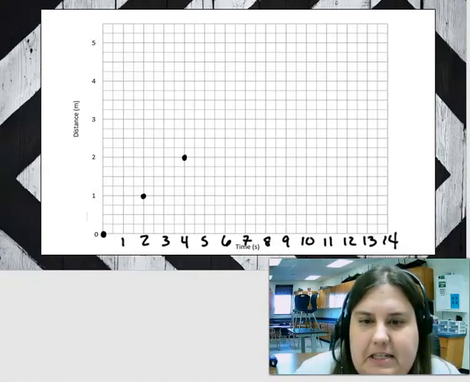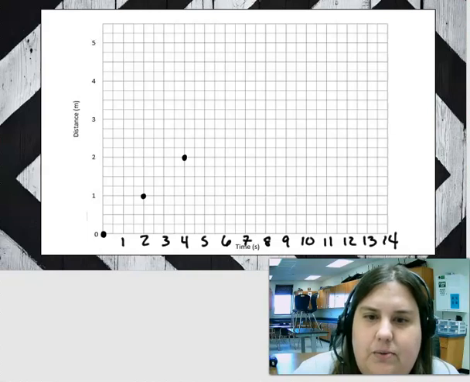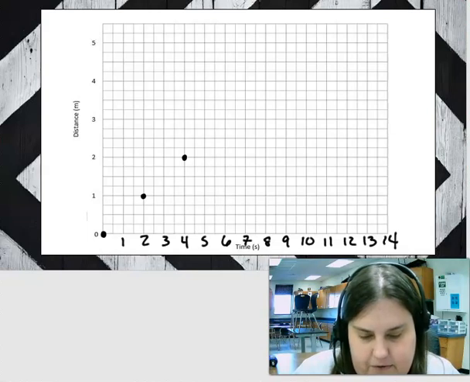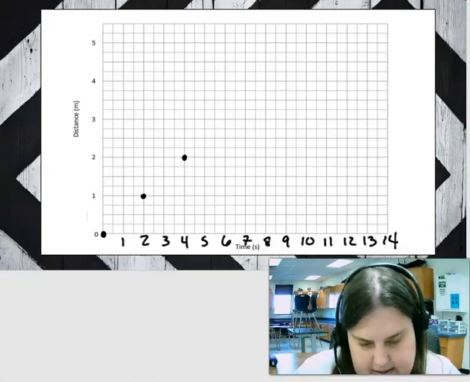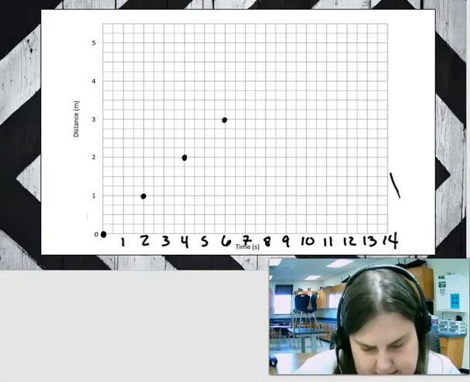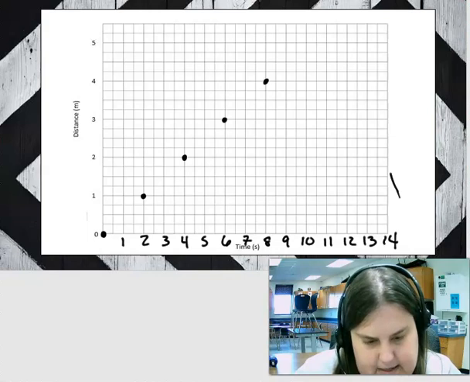Remember, this is just an example that I am showing you. Your data is going to be quite different than mine. So you want to make sure that you are using your data set, okay? So let's say for 3 meters, I had 6 seconds. So right there. Okay, and then for 4, I had 8 seconds. And then for 5 meters, let's say I had 10 seconds.